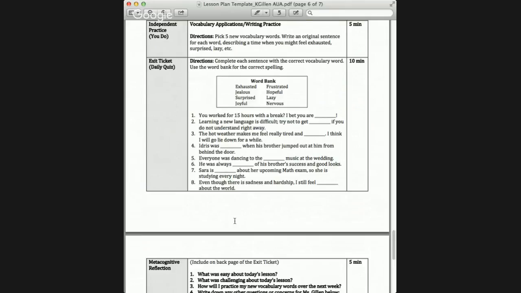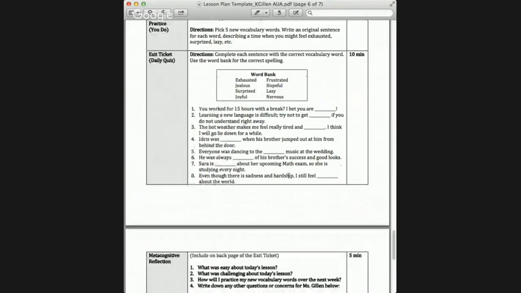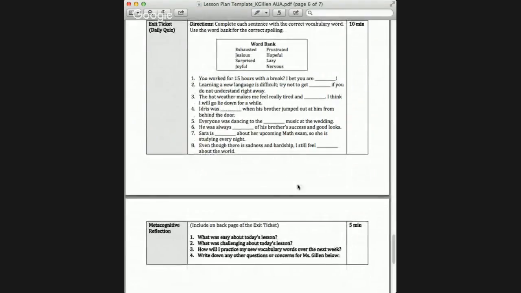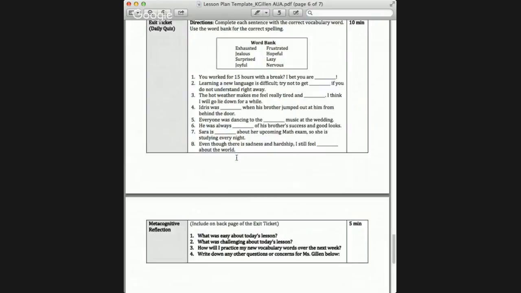And after the independent practice, you're going to move right into the daily exit ticket. So again, we already covered this. After you write your objective, you write your daily quiz or exit ticket. And at the end of the lesson, the students complete this kind of as a mini quiz. It's a great way for you to see how you did as a teacher and see if your students actually mastered these words. So that should be about the last 10 minutes of class.